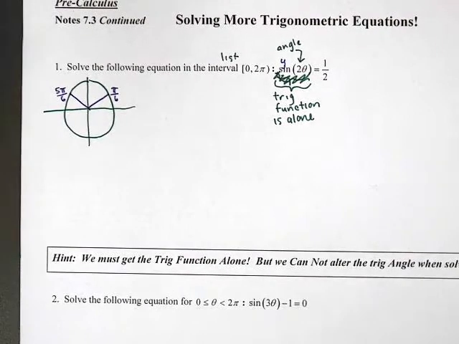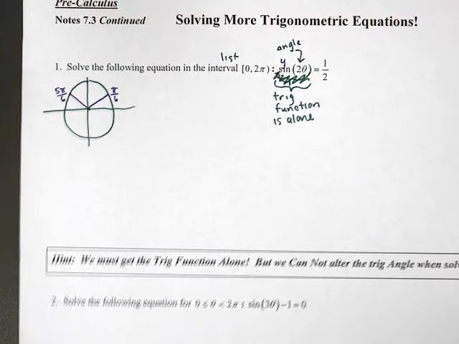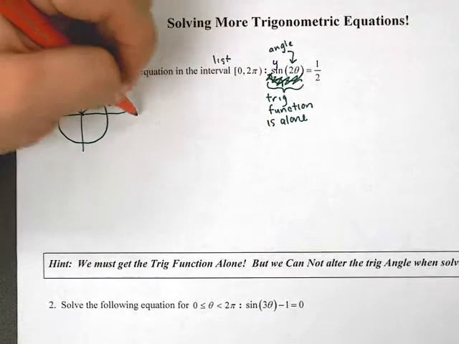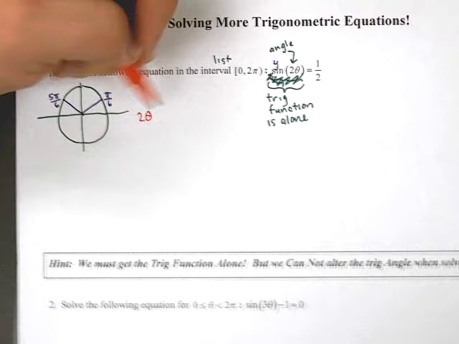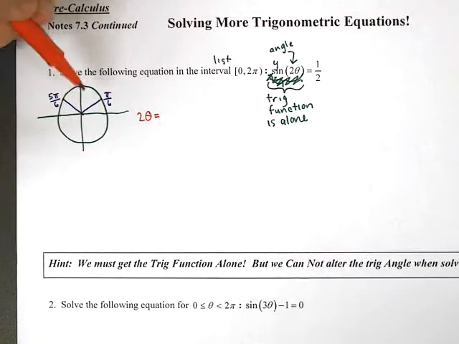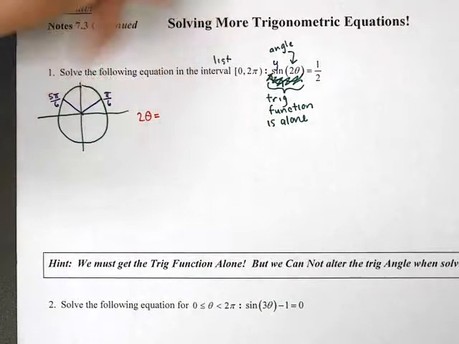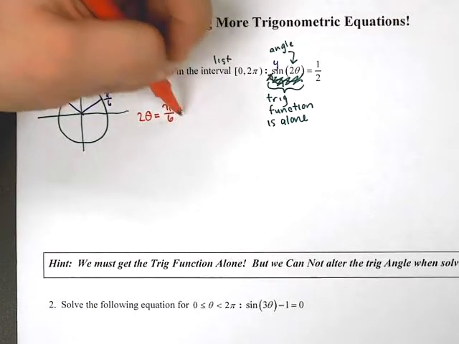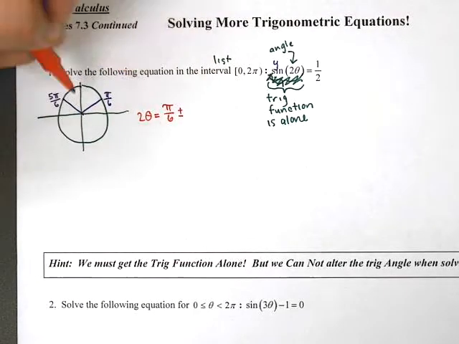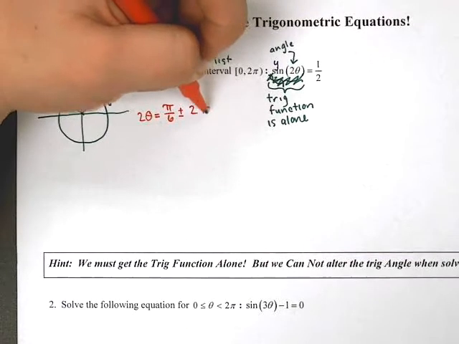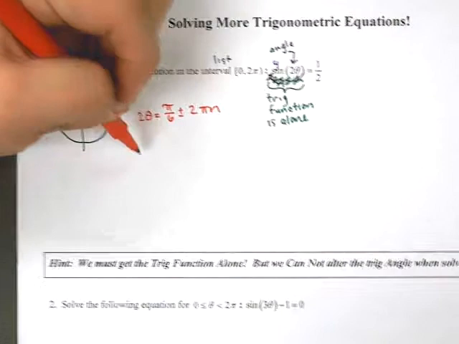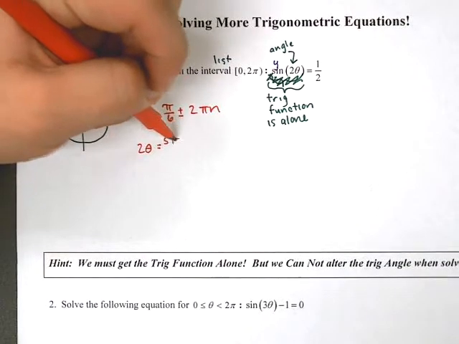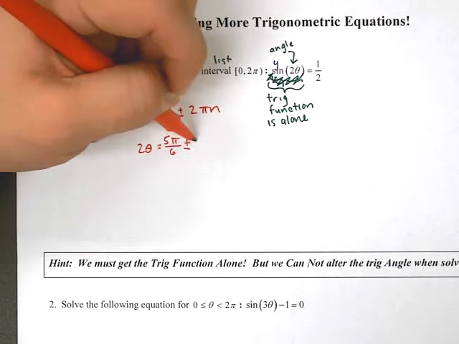So now here's the big difference. My angle is no longer theta, right? The angle that I have inside the sine function is 2 theta, so I need to write that when I write out my equations. So 2 theta equals pi over 6 plus or minus 2 pi n. I also have 2 theta equals 5 pi over 6 plus or minus 2 pi n.